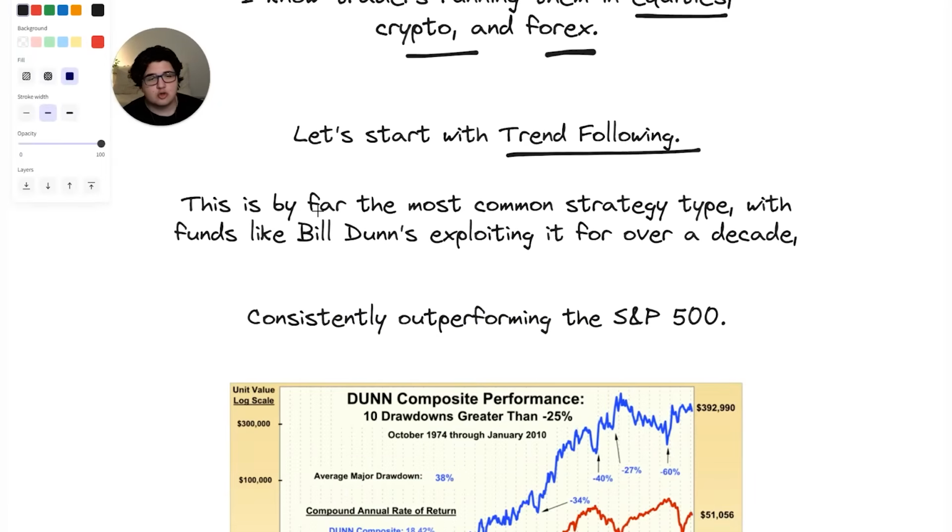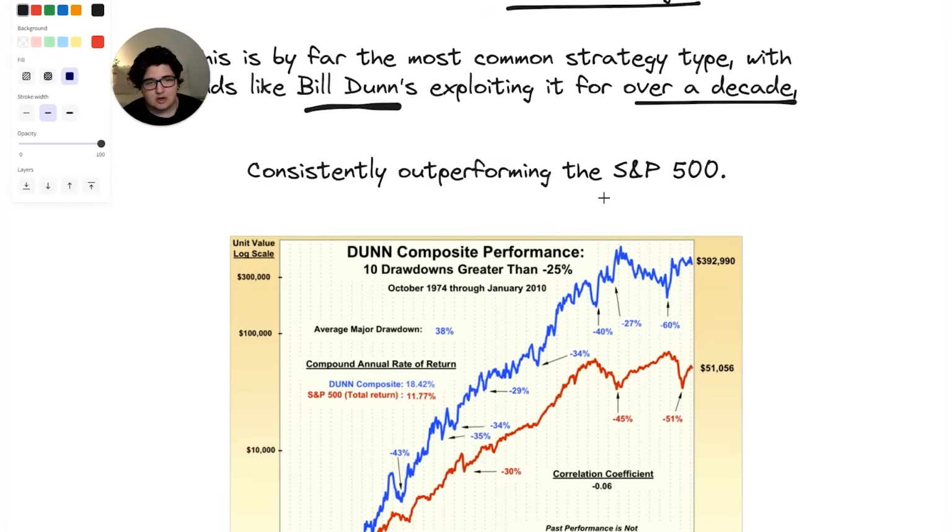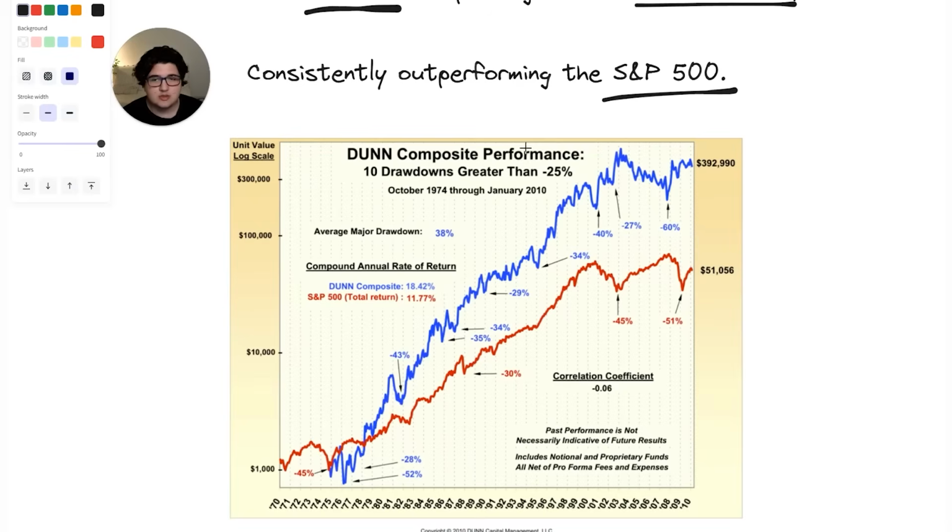Now, this is by far the most common strategy type you'll probably ever deal with, and these are run by big funds like Bill Dunn, who has been exploiting it for over a decade. He has consistently outperformed the S&P 500. Now, if you actually want to see his performance, here is a composite over the past, I think it's about a decade and a half, maybe even two.